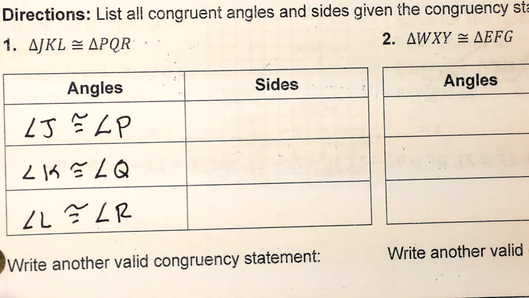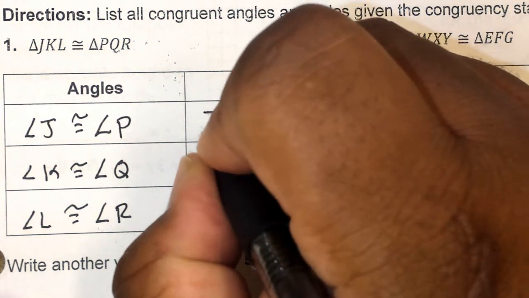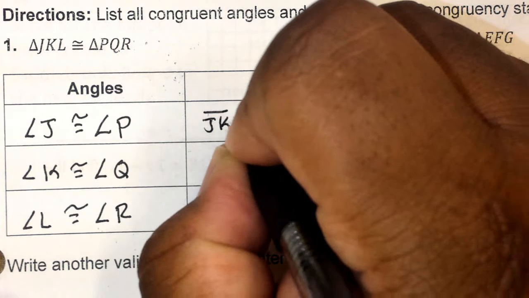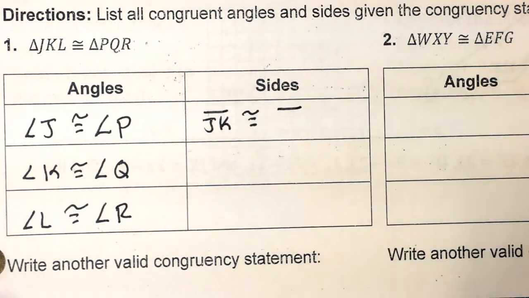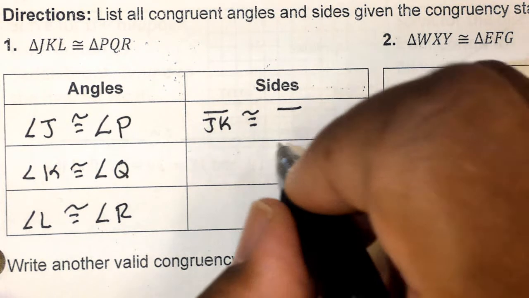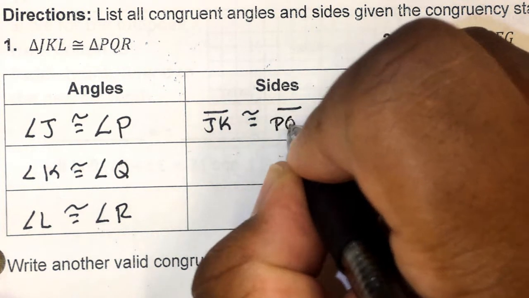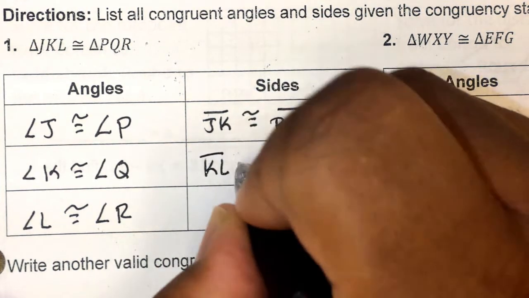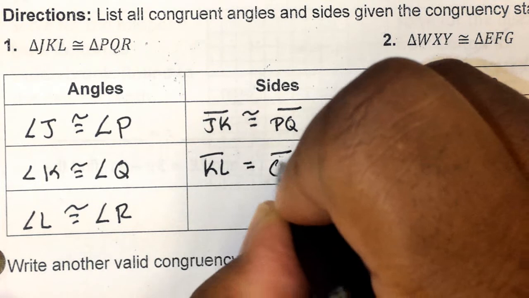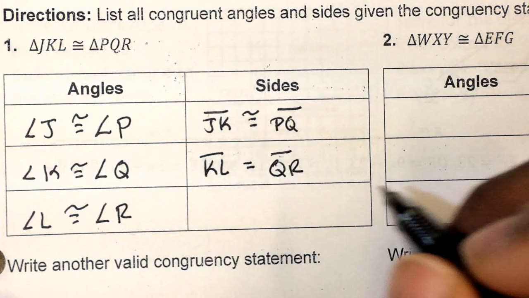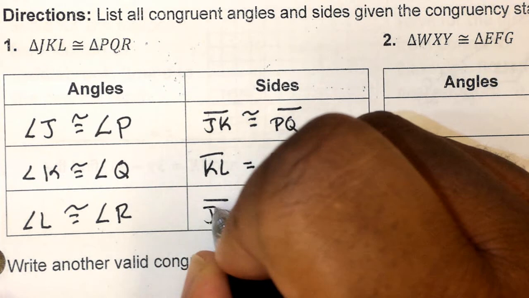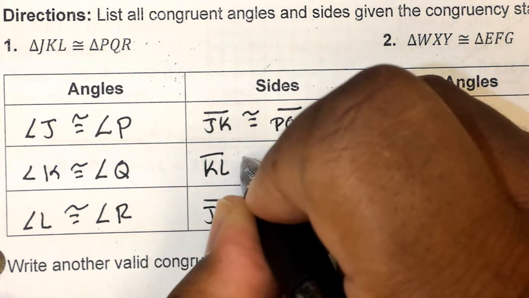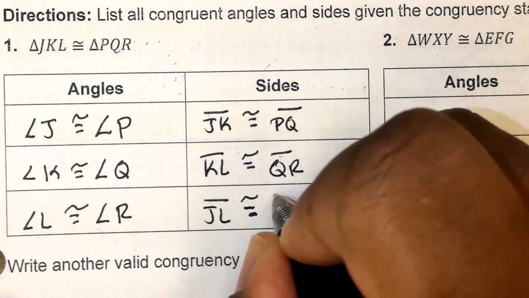Then talking about the sides of my triangles. I know that side JK is congruent to what, Billy? A little bit louder. PQ. And then side KL is congruent to side QR, and then side JL is congruent, oh, forgot the congruent sign there, to side PR.